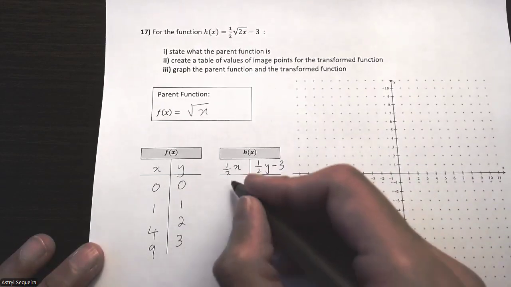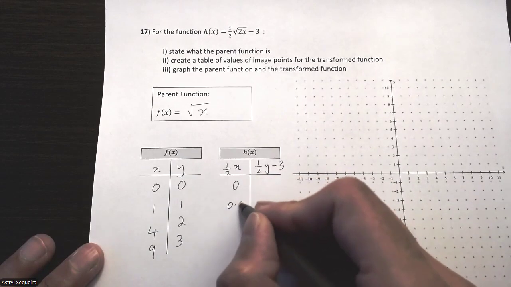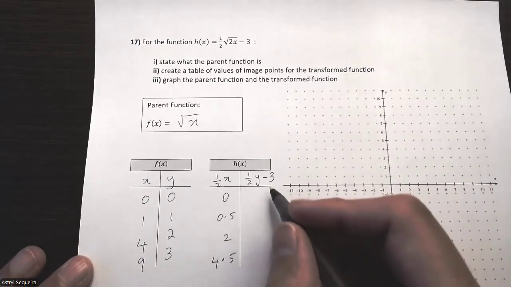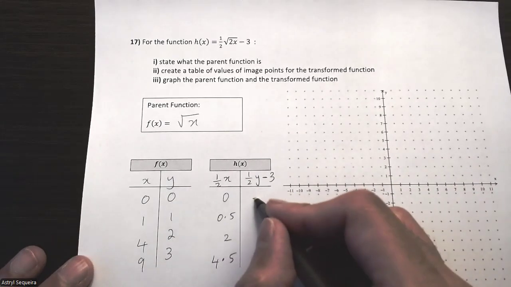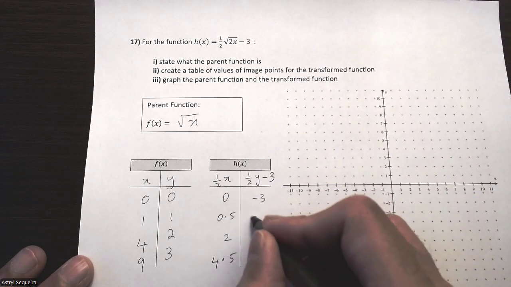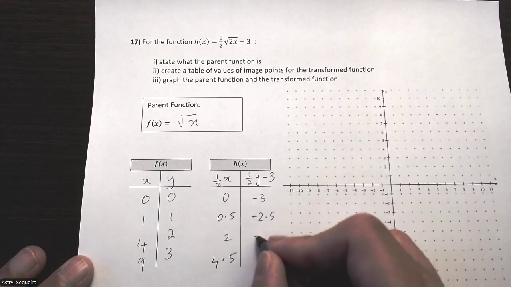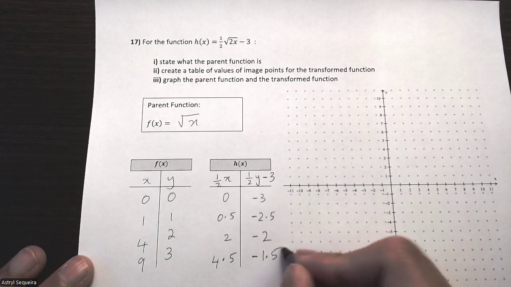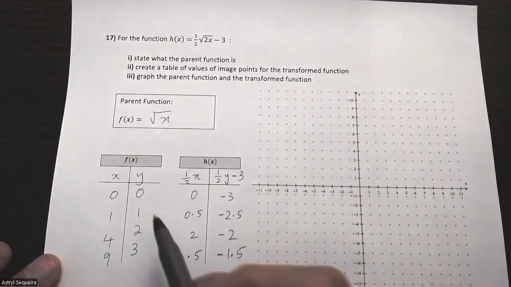Let's transform all my x values. So 0, 0.5, 2, 4.5. Let's transform my y values. -3, -2.5, -2, -1.5. And then I'll plot it out.